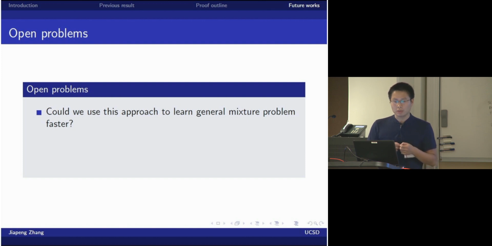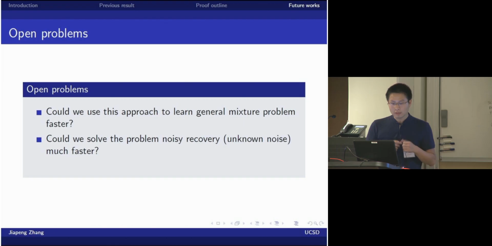There are also other open problems which are interesting. The first one is, could we use this approach to learn general mixture problems fast, as we mentioned. In that problem, the best algorithm is still exponential in k. Could we solve the problem much faster, say, for example, polynomial in k and 1 over epsilon? And also, how about the Gaussian distribution? It's also interesting to study the Gaussian case, whereas here we are studying the Bernoulli distribution. Okay, thanks.